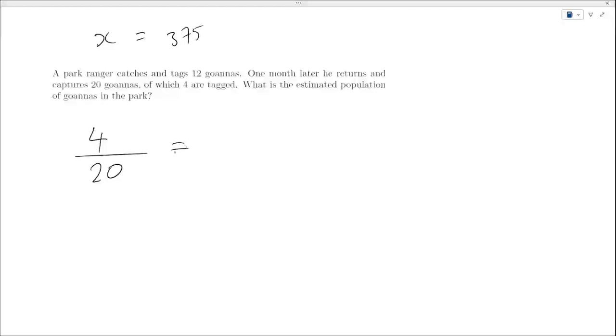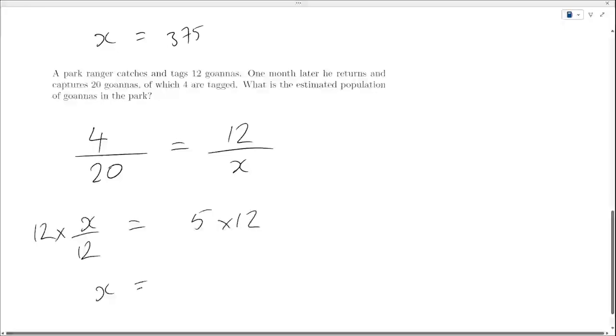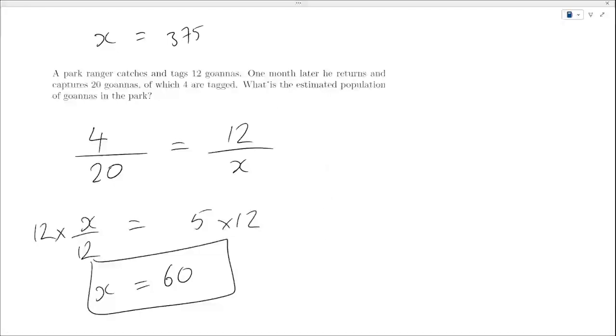Now we can say that that ratio must be equal to the total number of goannas that have been tagged over the total population, so 12 over x. Again, flip both fractions and we'll write this term on the left, so we end up with x on 12 equals 20 on 4. 20 on 4, I know that we can quickly simplify as 5. Now solving for x by multiplying both sides by 12, we get x equals 5 times 12, which is 60. And that is the total population of goannas in this national park.